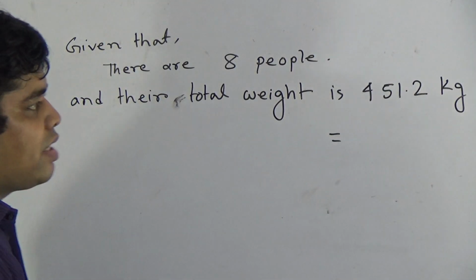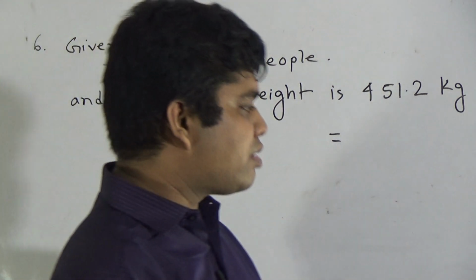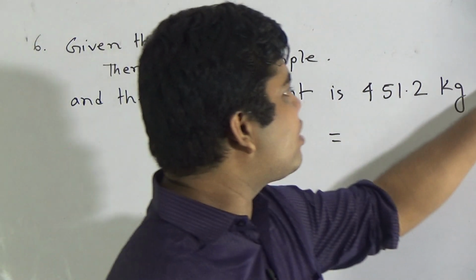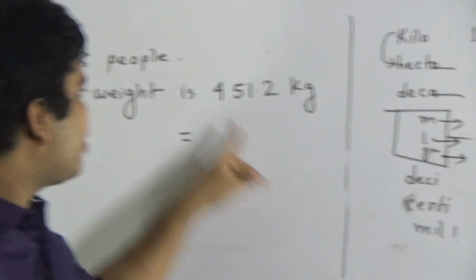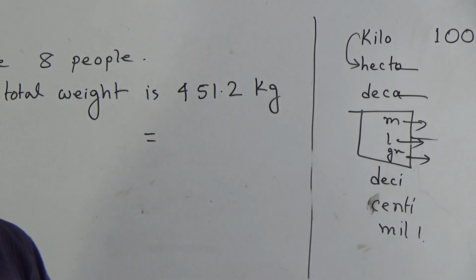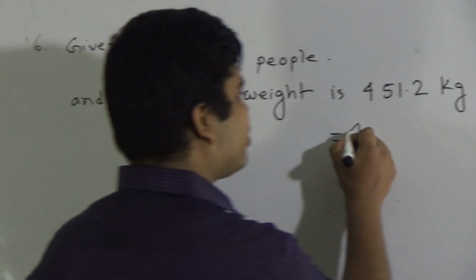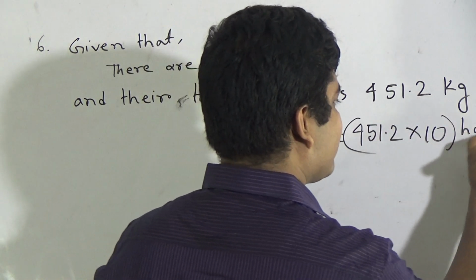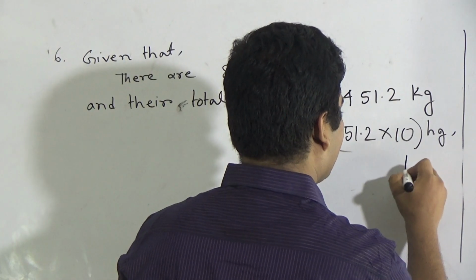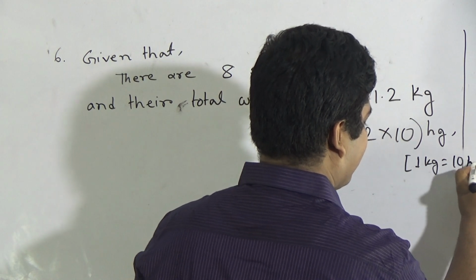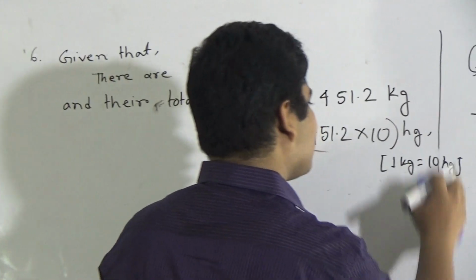So we convert this kg into hectogram, because the question asks you to find the answer in hectogram. So 1 kg equals how many hectogram? 10. So if we multiply this 451.2 kg by 10, then we get the unit in hectogram. So 451.2 multiply 10 hectogram. Here we must give a side note: 1 kg equals 10 hectogram. Okay, you must give this side note.